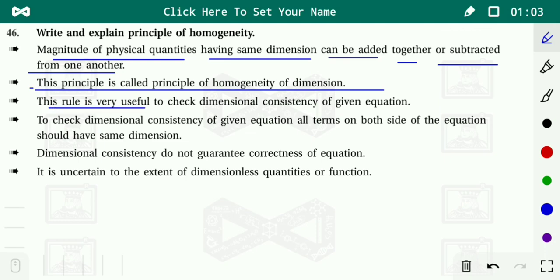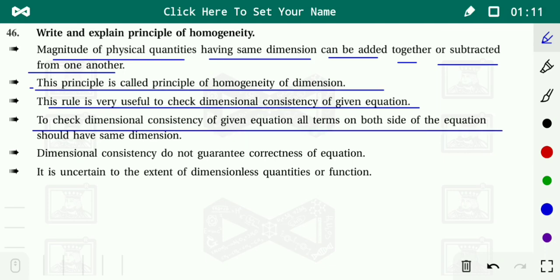This rule is very useful to check the dimensional consistency of a given equation. To check the dimensional consistency of a given equation, all the terms on both sides of the equation should have the same dimensions. Students, any physical equation has two sides, left hand side and right hand side. So if you want to check whether the equation is dimensionally valid or not, this rule is very important.